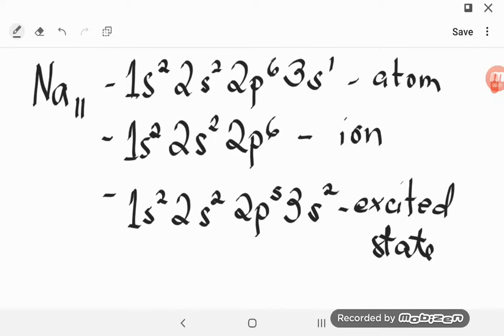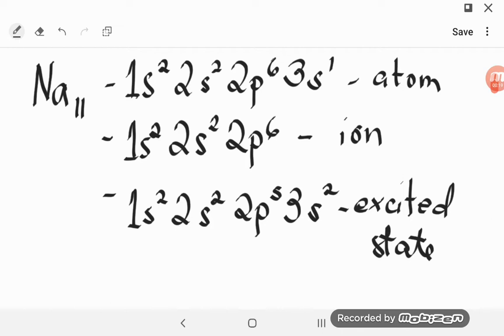In the last video, you have learned how to write the electronic configuration of an atom. In this video, we will try to explain how to write the electronic configuration of an atom, of an ion, or of an atom which is in an excited state. Let's say, for example, sodium.